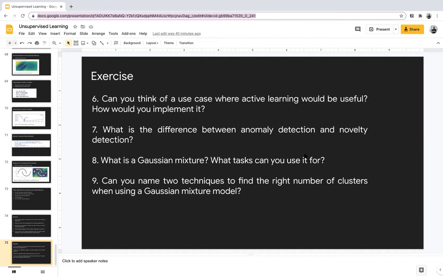Okay, and two techniques to find the right number of clusters when using a Gaussian mixture model: that's the AIC and BIC, or we can make use of the Gaussian mixture model function. I think that's all. The other exercises are practical, so I just skipped them.